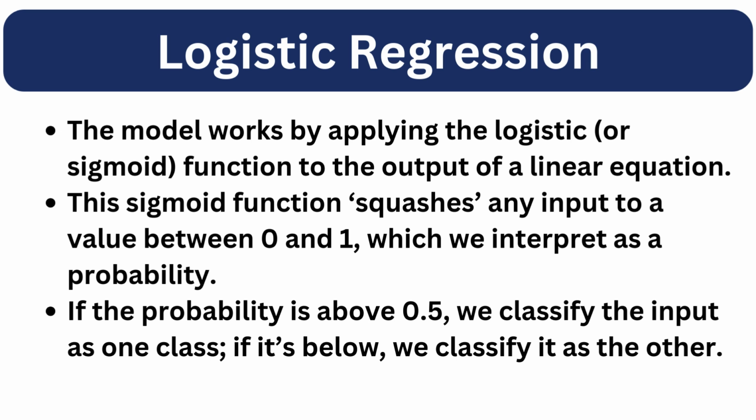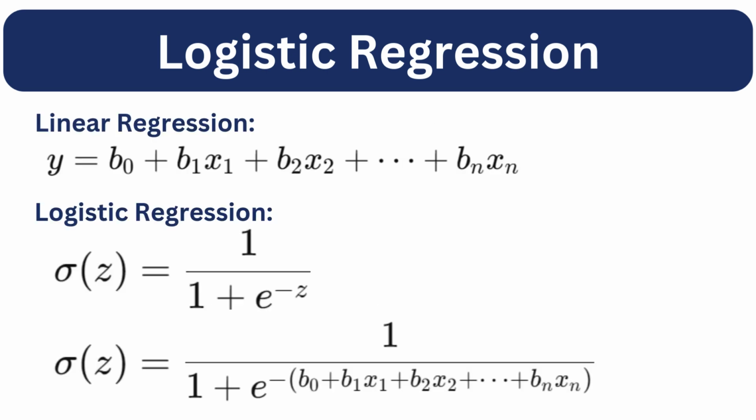Let's talk about logistic regression. Despite the name, logistic regression is actually a classification algorithm. This model works by applying a logistic or sigmoid function to the output of a linear equation. This sigmoid function squashes any input to have value between 0 and 1, which we interpret as probability. If the probability is above 0.5, we classify the input as one class, and if it is below, we classify it as other.